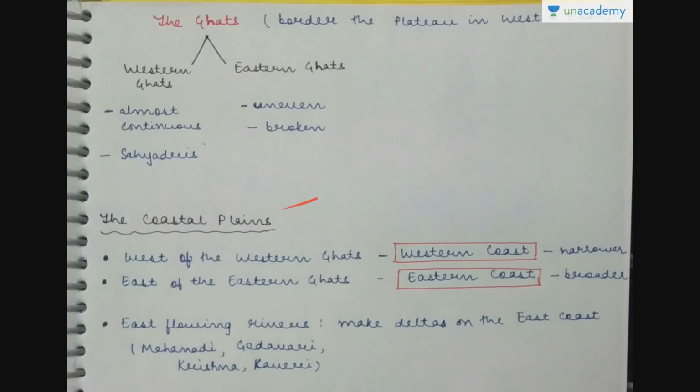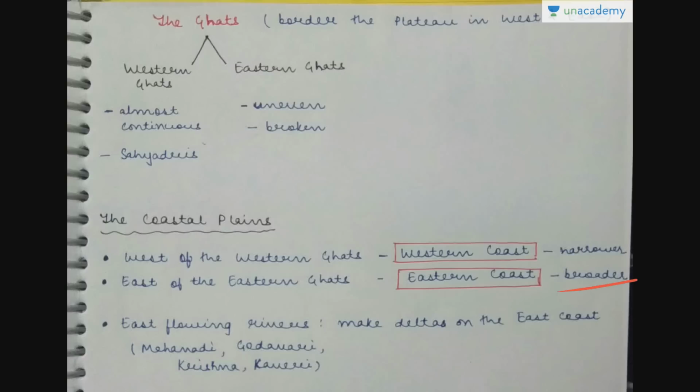Then we have the coastal plains. On the west side of the Western Ghats, there is the western coast. This is narrower. So this is the Western Ghat, and here we have the western coast. And on the east side of the Eastern Ghat, we have the eastern coast, which is comparatively broader.